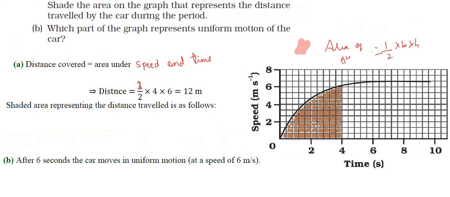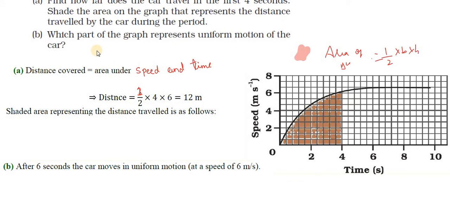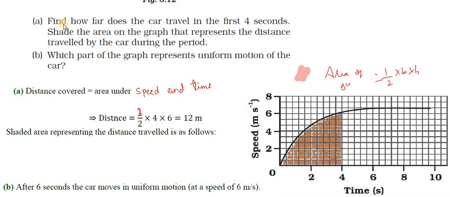The first question is to find how far the car travels in 4 seconds, and shade the area on the graph that represents the distance traveled by the car during this period. Write this in your classwork, but don't write it on the graph sheet, write it in your normal classwork only. We don't want the graph.